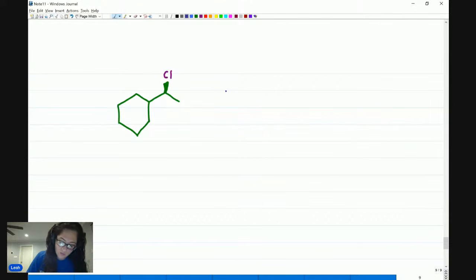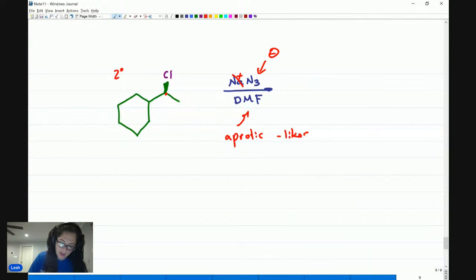So let's go with NaN3 in DMF. All right, so what do we have here? We have a secondary leaving group. We have an Na plus positive spectator. That means this is negative. That's my nucleophile. DMF is a polar aprotic solvent. That means it likes the SN2 reaction, and only the SN2 reaction, does not like elimination. Hint for part 2.